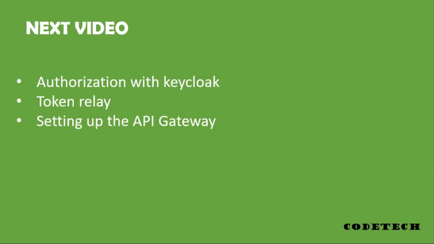So what we are going to see in the next video is how authorization works with Keycloak. In this video, we just saw the authentication part. Next, we're going to see the token relay. In microservice architecture, the incoming call will be propagated to multiple resource servers. And this access token that we have received must also be sent to each of these internal microservice calls. So this is called token relay. So we'll see how that is implemented.